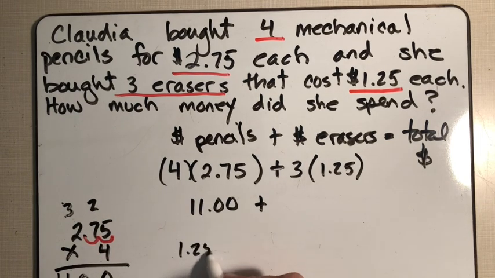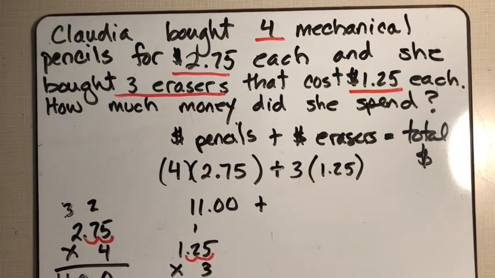I got $1.25 times 3. 5 times 3 is 15. 2 times 3 is 6, plus 1 is 7. 3 times 1 is 3. So 375, I got 2 decimal places in my problem. I'm going to put 2 decimal places in my answer. And it looks like she spent $3.75 for those 3 erasers. And that seems to make sense. Each eraser is about $1. So if I have 3 of them, I'd expect something around $3, a little bit more.